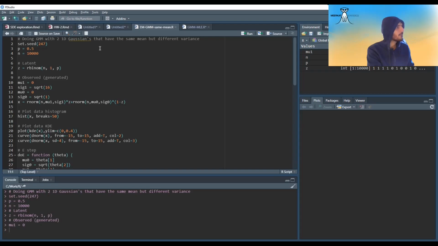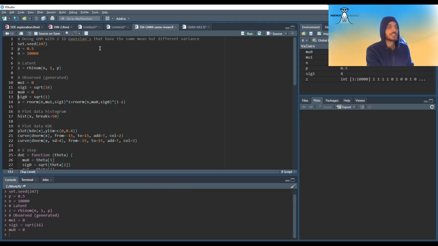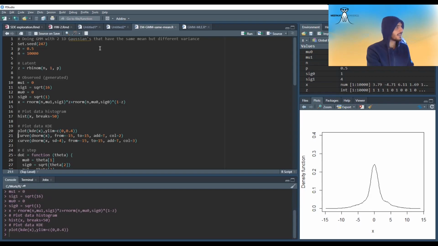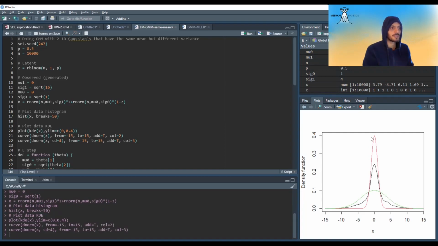We will have one Gaussian with a variance of 16 and one Gaussian with a variance of 1. And if we plot it, it looks something like this. The histogram and the KDE of this looks like this. And you can see it's kind of a mixture between the Gaussian with the variance 1 in red and the Gaussian with the variance 16 in green.